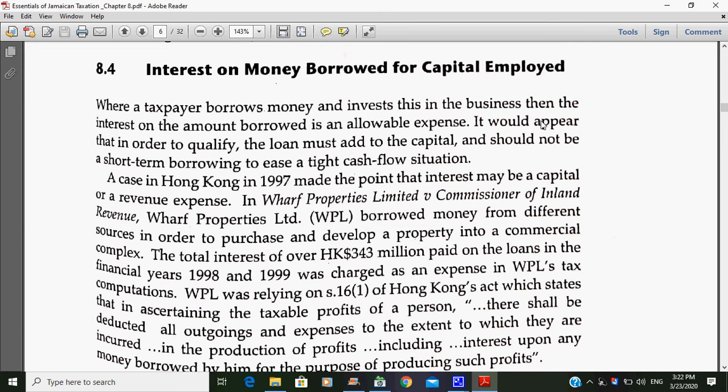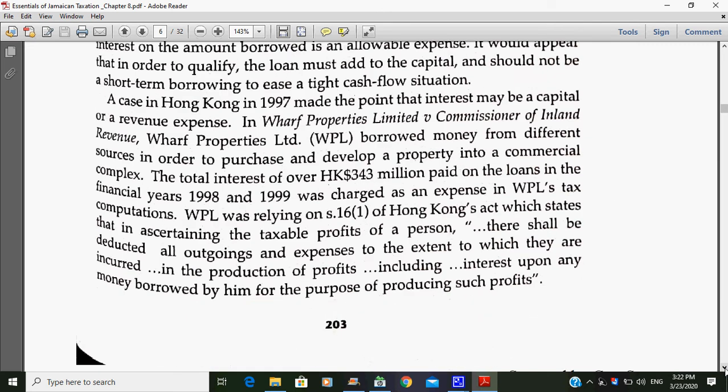It would appear that in order to qualify, the loan must add to the what? Capital, and should not be a short-term borrowing to ease a tight cash flow situation. Alright, remember that, gentle folks. Please, thank you very much.